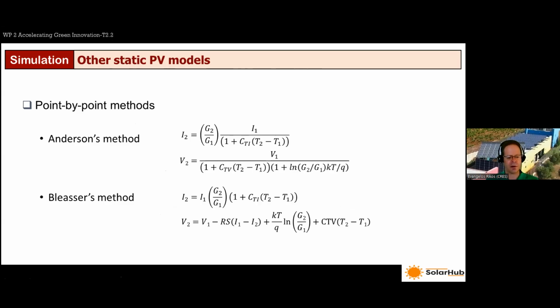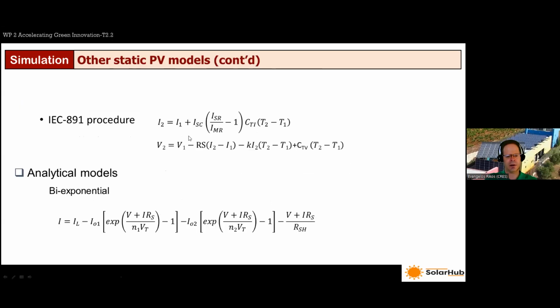There are other methods in the literature that one could use. I don't know how important they are, but just to make a reference, there are Anderson's and Bliaser's methods, which belong to the category of point-by-point methods. Once you know the operating conditions at one operating state, you can recalculate at another one, for example, for different irradiation levels, G1 and G2. A similar approach is used by the IEC 60891 standard procedure.